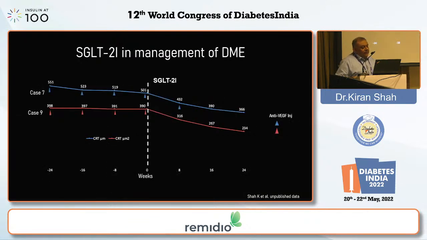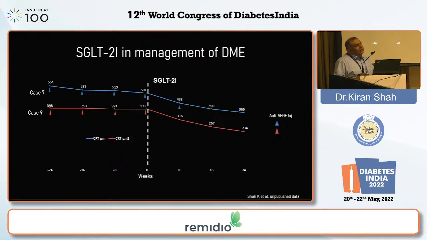Just to highlight a couple of cases, if you can see case 7, 4 injections had been given before the initiation of the SGLT2 inhibitor. After the initiation of the SGLT2 inhibitor, there's only 1 injection which has been given. Similarly, in case 8, 4 of them were given. After the initiation of the SGLT2 inhibitor, you can see nothing has been given.